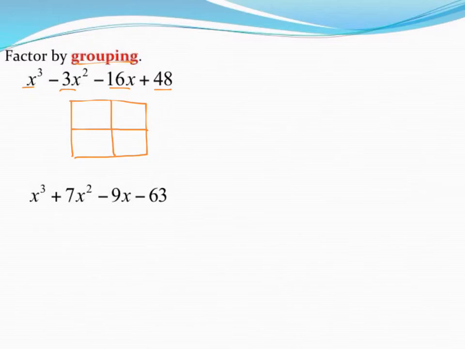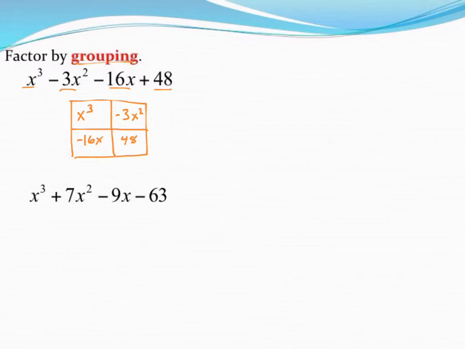So the way grouping is going to work is you're going to put all four terms in the box and put them in order. I found that if you put these in out of order, it does not always work. So put all the terms in order, across and down. So x to the third minus 3x squared, then negative 16x, and then finish with 48. So put them in descending order like that. So all four spaces are filled out in the box.